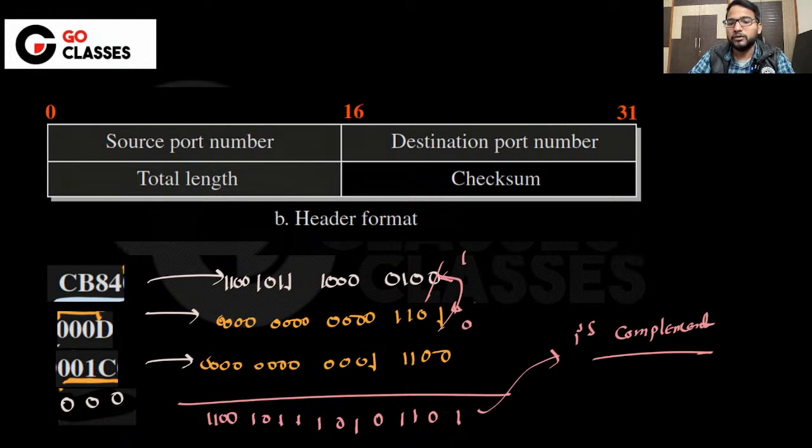So that's how the checksum is working. Now you can calculate the checksum. Cool. So that is all about UDP. UDP is very simple. There is nothing to explain in UDP. We can just explain checksum, which I have just done.